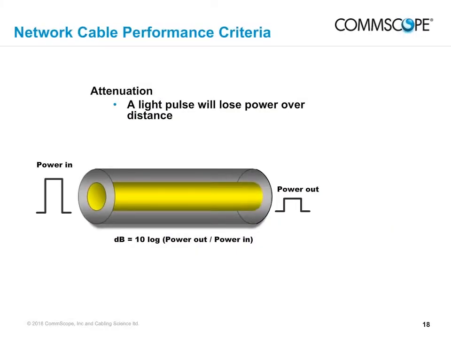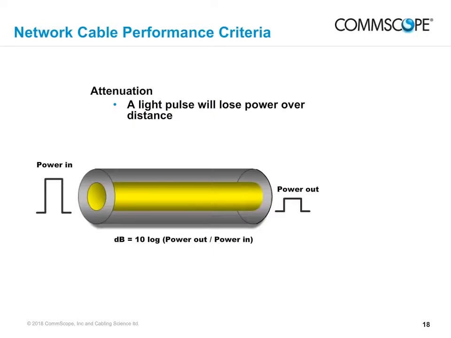Attenuation is the other major factor determining fiber transmission performance. Regardless of how dispersion and other factors are controlled, the light pulse will lose power over distance. TIA specifies that a standard-grade multimode fiber operating at the 850 nanometer wavelength will have an attenuation no worse than 3.5 dB per kilometer and no worse than 1.5 dB per kilometer operating at the 1300 nanometer wavelength.